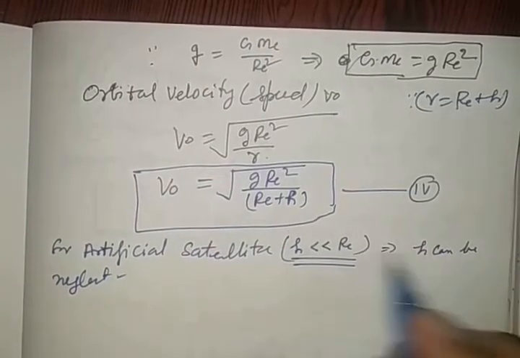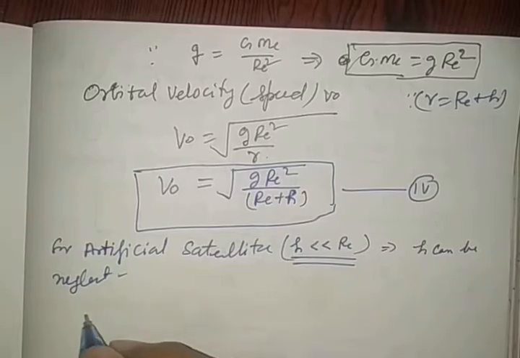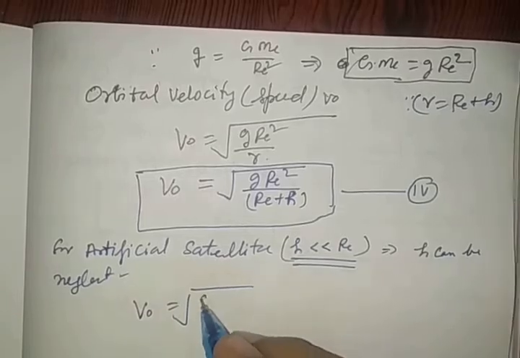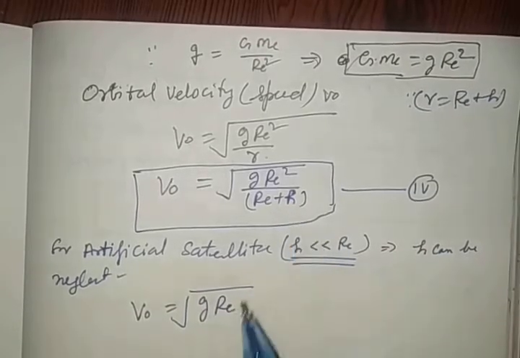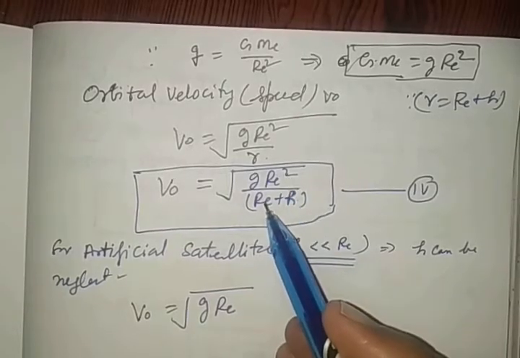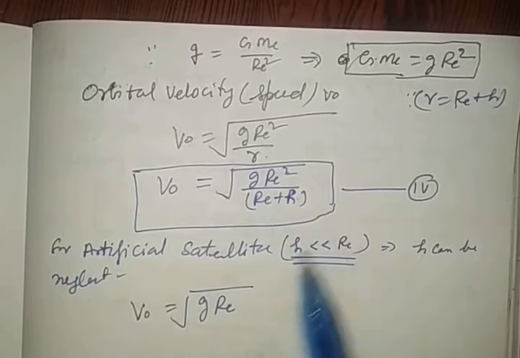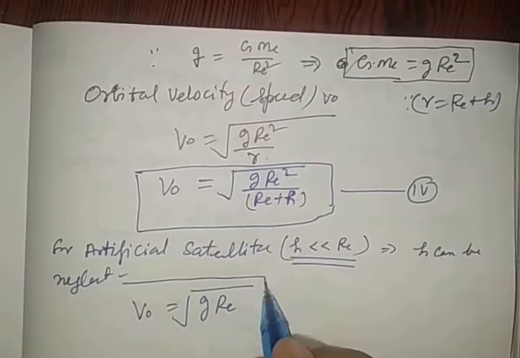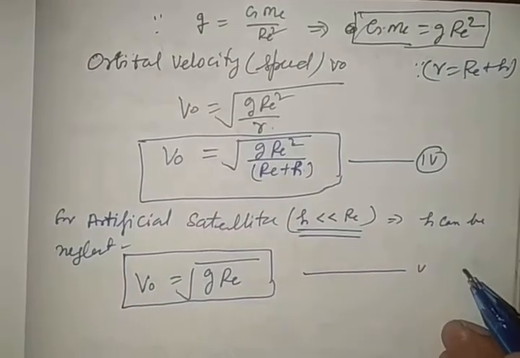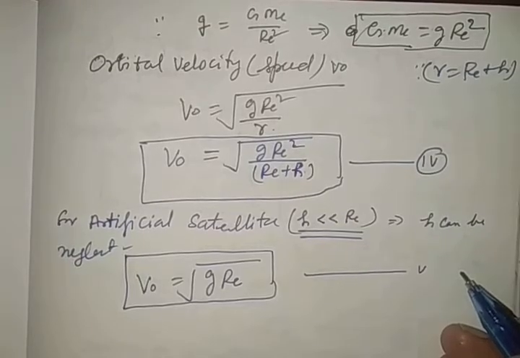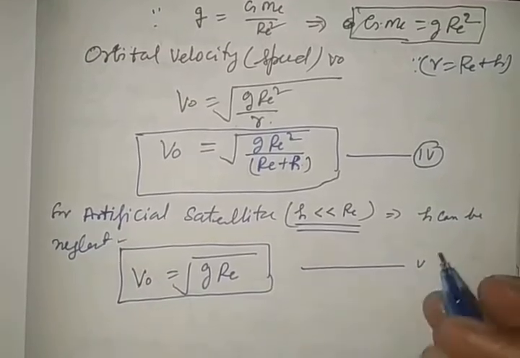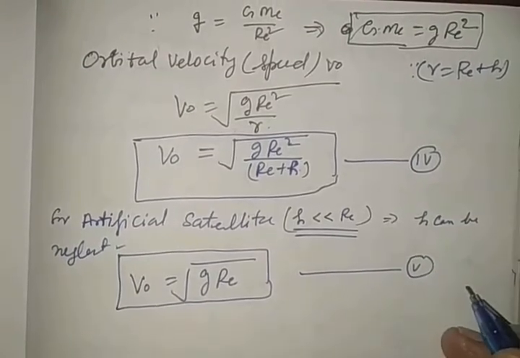So if h can be neglected in equation number 4, then orbital velocity VO can be written as under root GRE. Here, when h is neglected, RE cancels with one RE of the square, so it becomes under root GRE. This is the orbital velocity for an artificial satellite sent just above the Earth, approximately 200 to 350 kilometers away from the Earth's surface. Their normal speed is given by equation number 5.